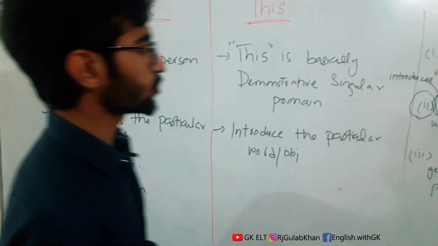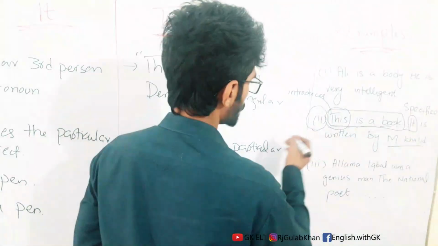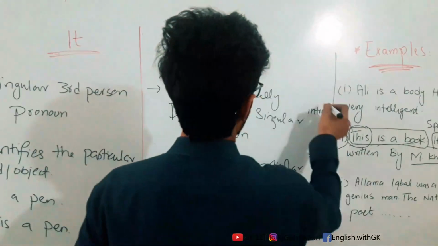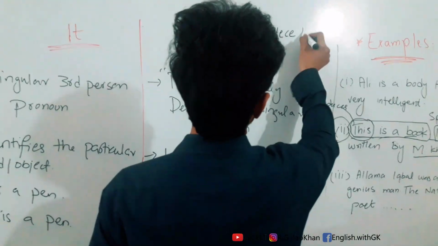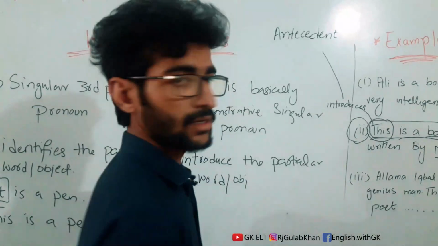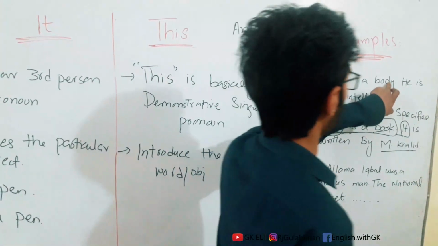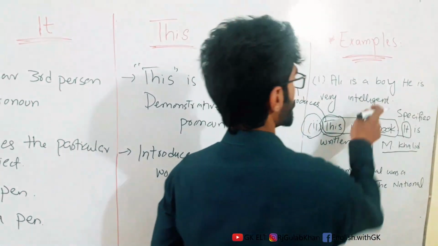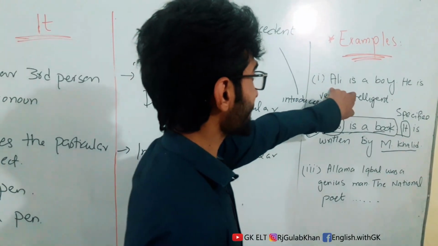Now, if we come to this example again, we use a special word for this: antecedent. I have given an example here. Ali is a boy. He is very intelligent. So what I am doing is that here, Ali is a boy.